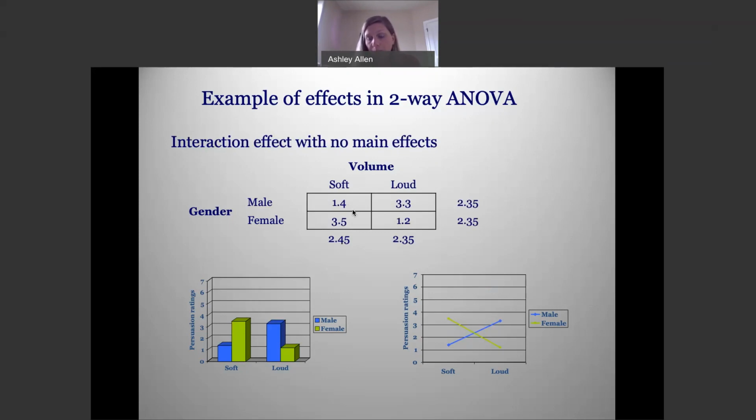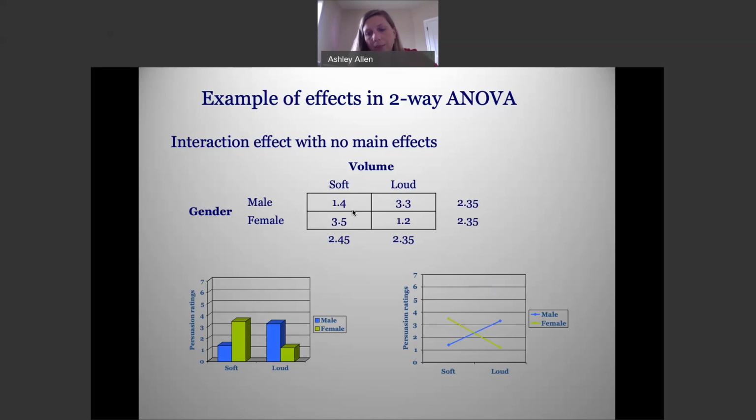Not as hard to explain because it's so clearly opposite for both of them, which actually makes it a little easier to talk about. Backing up to just mention the main effect things. Remember, main effects, we're just looking at the marginal mean. So for males versus females, we have 2.35 for both of them. So we would say there's no difference for that main effect. And then for soft versus loud, the main effect, pretty much non-existent. I mean, soft is slightly higher, but it would not be significantly higher.